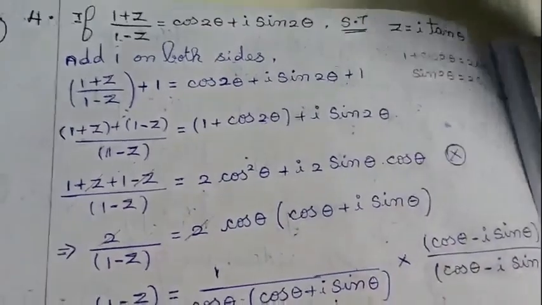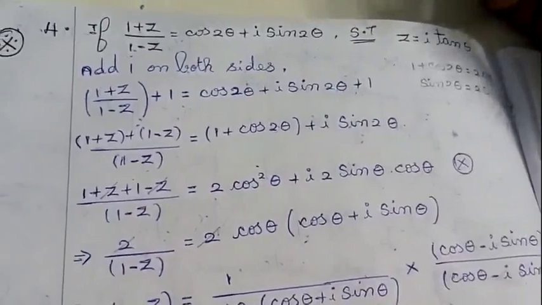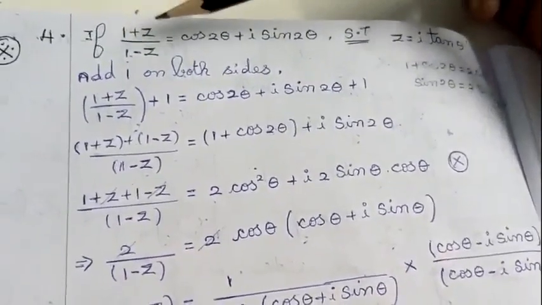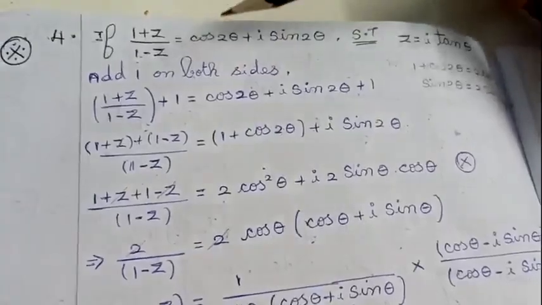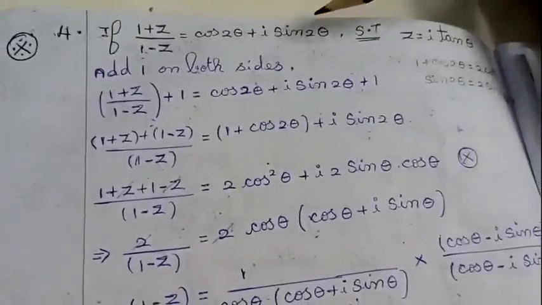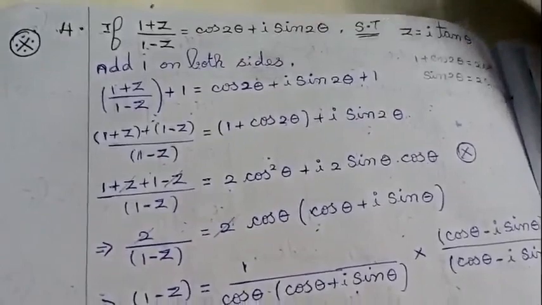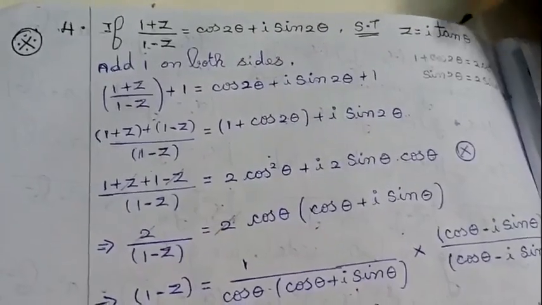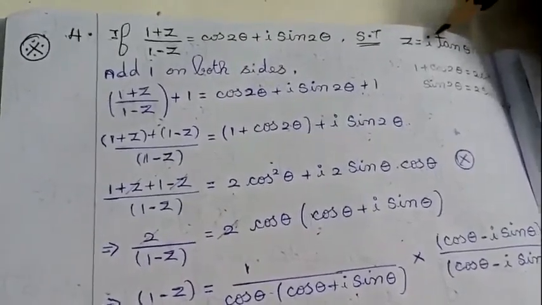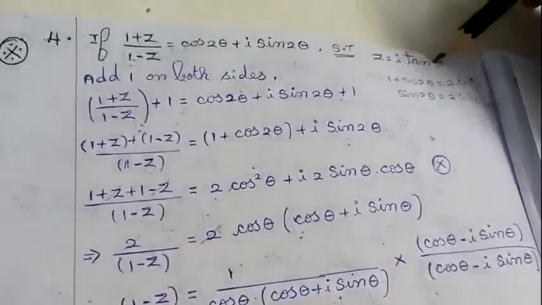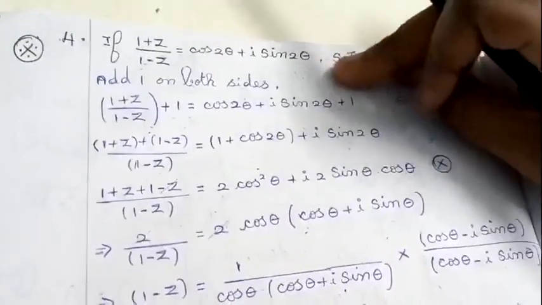Exercise 2.7 fourth sum. If 1 plus z divided by 1 minus z equal to cos 2 theta plus i sin 2 theta, show that z equal to i tan theta. What is the given question here? If 1 plus z divided by 1 minus z equal to cos 2 theta plus i sin 2 theta is the given condition, we are going to show that z equal to i tan theta. That is the answer I have to bring.